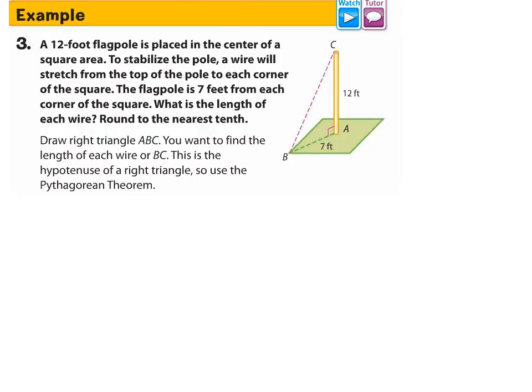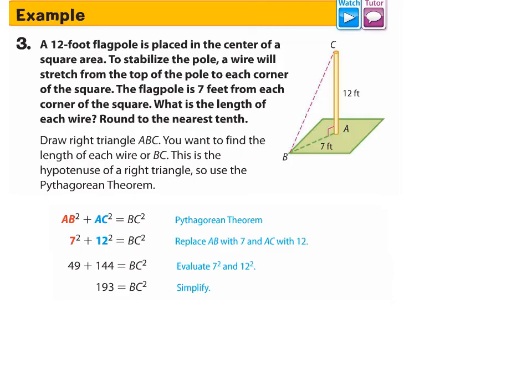So we can draw a triangle here, A, B, C. We want to find the length of each wire, or BC. Once we find BC, we find the other 3 wires. This is the hypotenuse of a right triangle, so use the Pythagorean theorem. AB is this line here. AC is the pole. That is equal to BC, which is our hypotenuse. So AB is 7 squared. AC is 12 squared, all equal to our hypotenuse.